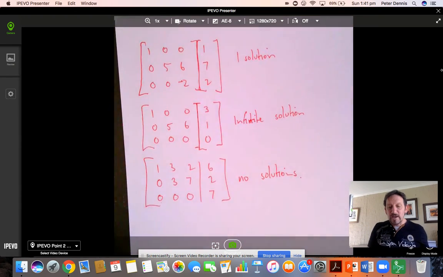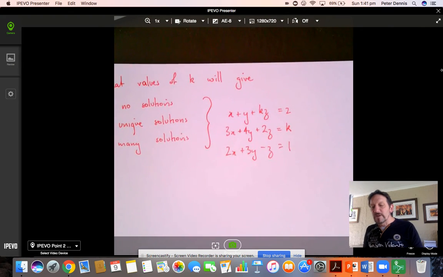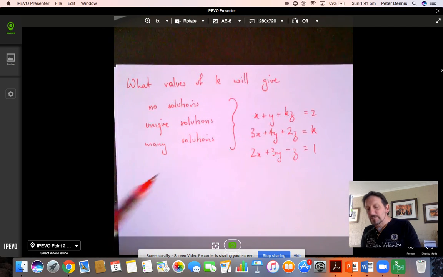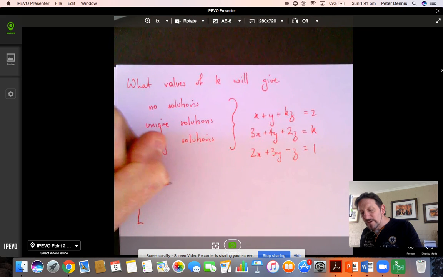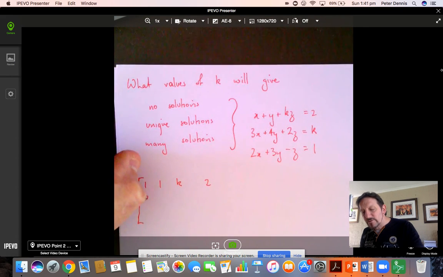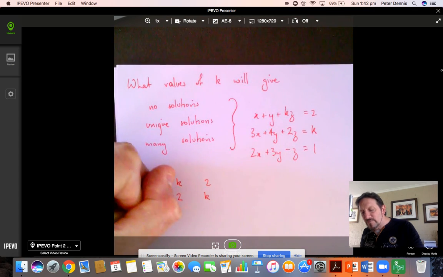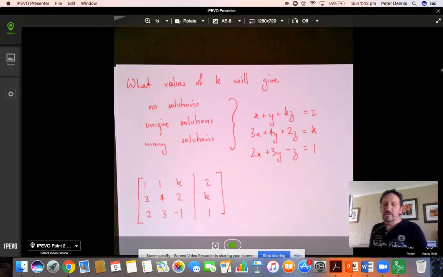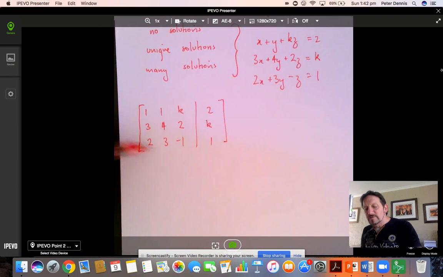So let's look at a more difficult one, perhaps. What values of k will give you the 3 different cases in this one? So first thing we're going to do is set up an augmented matrix. So it's 1, 1, k, 2, 3, 4, 2k, 2, 3, minus 1, 1. So there's our augmented matrix. And just because the k's are there, it's not going to change anything. What we want is zeros underneath here. So let's try to get rid of this.